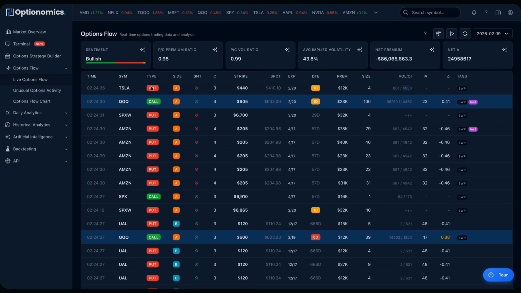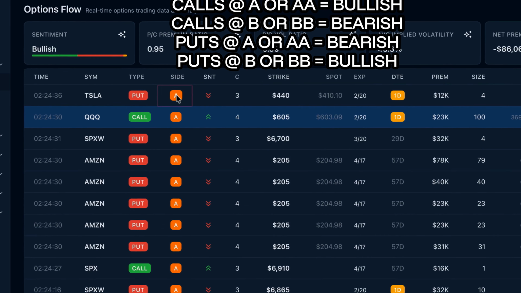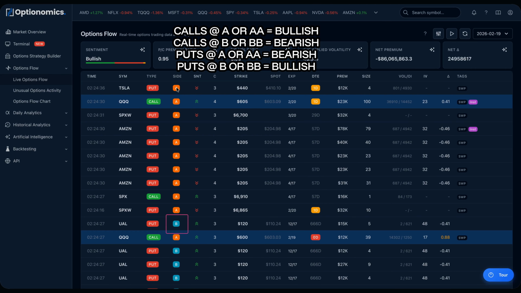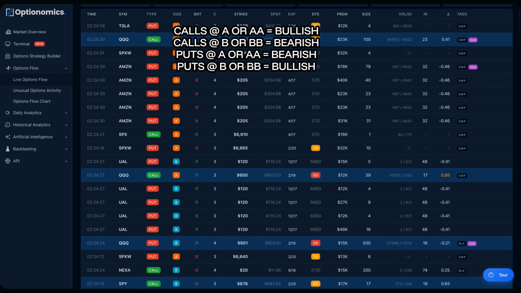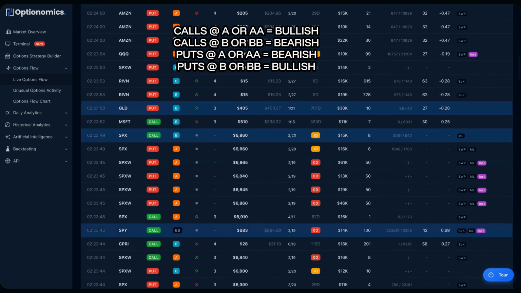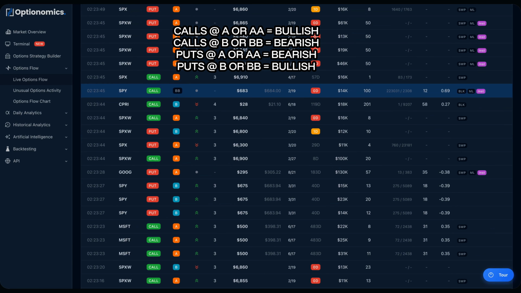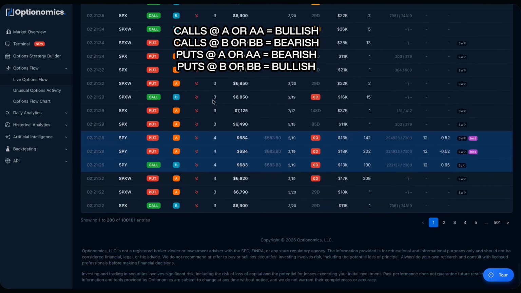Now, let's talk about side. A means this trade was executed at the ask price, the price sellers want. B means this trade was executed at the bid price, the price buyers are offering. BB means this trade was executed below the bid price, even lower than what buyers were offering. Similarly, AA means this trade was executed above the ask price, even higher than what sellers were asking.